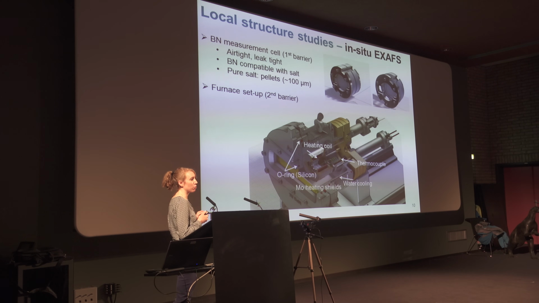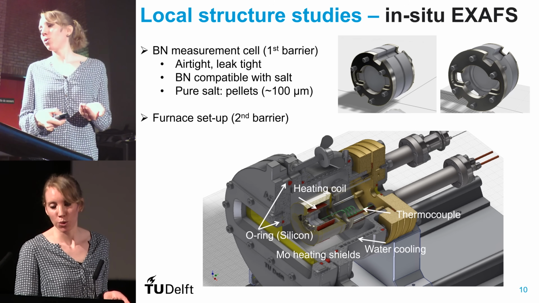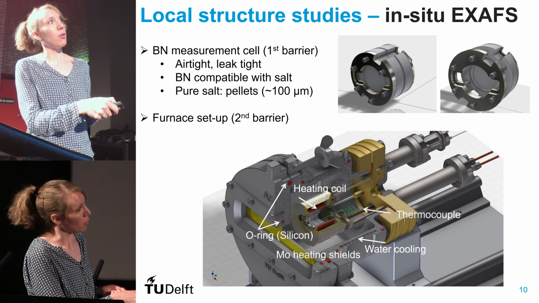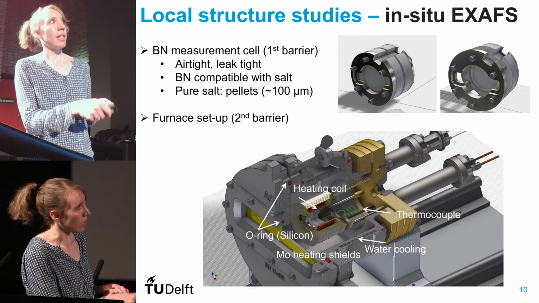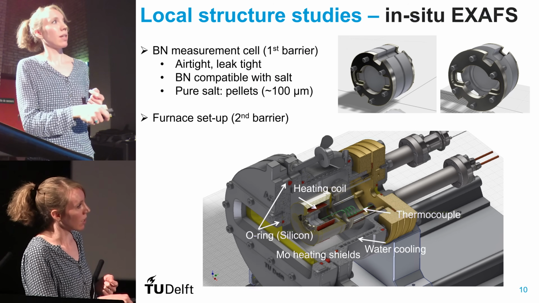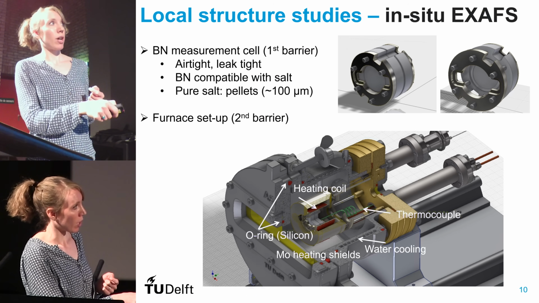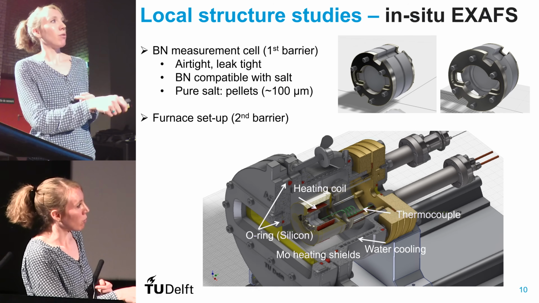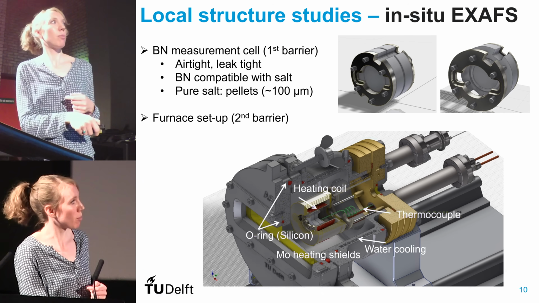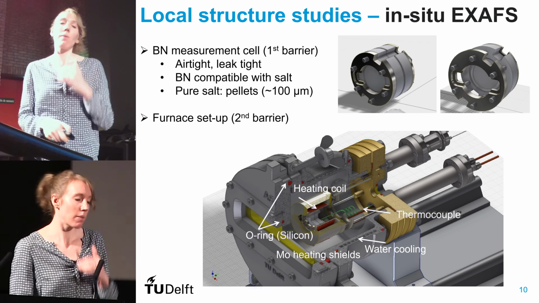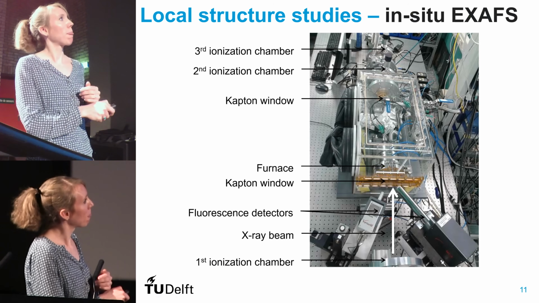The second containment that we use is our furnace, which also allows us to go to high temperature and then measure our molten salts. So we place this cell here in the middle of an alumina tube. We have a heating coil around this tube to heat the salt, some molybdenum shields. We measure the temperature with a thermocouple placed against the cell on the back. And we have at the front and at the back of the furnace Kapton windows to allow the X-rays to go through and hit the sample.